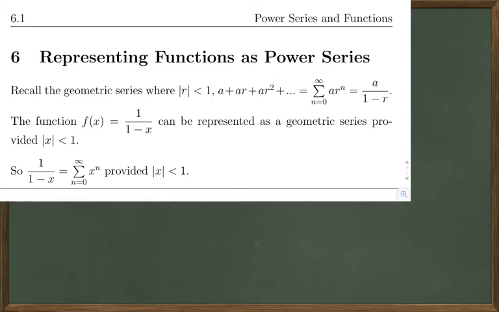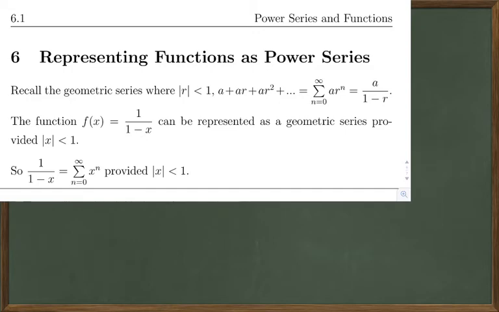So recall the geometric series where the common ratio in absolute value was less than 1. That was a plus ar plus ar squared plus dot dot dot. That is where it's going to converge, is when the absolute value of r is less than 1. That converged to a over 1 minus r, and then we wrote the series as the sum n equals 0 to infinity of ar to the n.